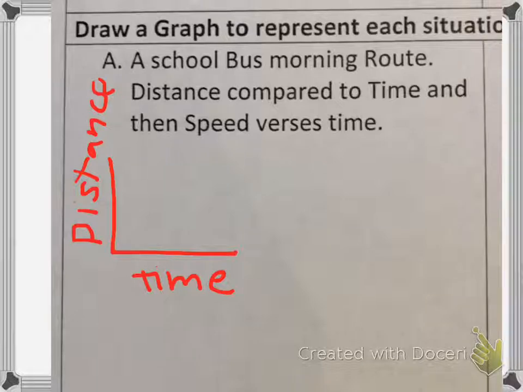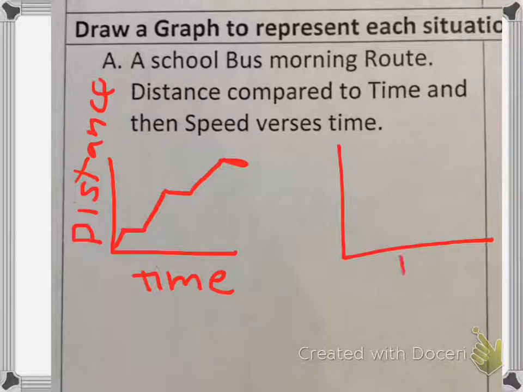Well, I think on the morning school bus, we would probably travel some distance. Then we'd stop, then travel some distance, maybe not the same amount, and then stop. We'd travel some distance and then stop. So we would repeatedly do that kind of movement. Then it says to compare time and speed. So if we're going time and speed, what would be the difference between those two?